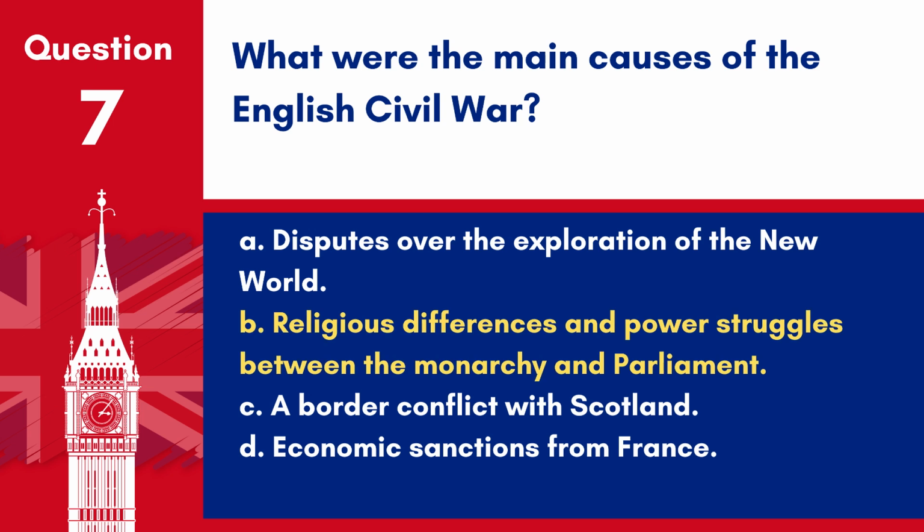Answer: B. Religious differences and power struggles between the monarchy and Parliament. The English Civil War was largely fueled by conflicts between King Charles I and Parliament over governance and religious freedoms.